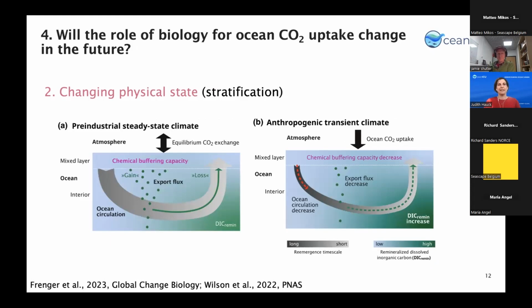The second mechanism that can lead to a different role of biology for ocean CO2 uptake is via a changing physical state, so essentially via changes in stratification. And this figure here is from a paper by Ivy Franger, also building on some of the work in Jamie Wilson's paper, that essentially shows that even with a decrease in export flux here in the climate change state, as the ocean circulation slows down and the ocean is more stratified, the carbon is kept in the deep ocean for longer, and thus the biological carbon pump could actually be more efficient simply because the physical state has changed.